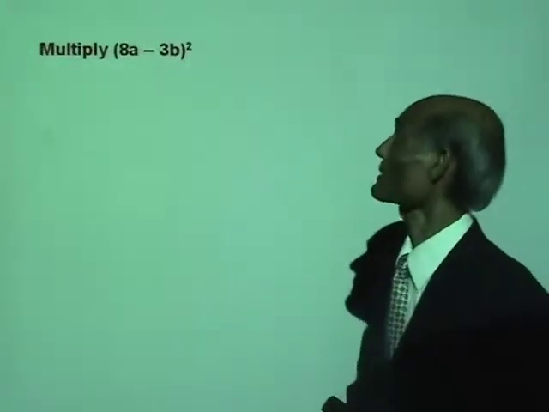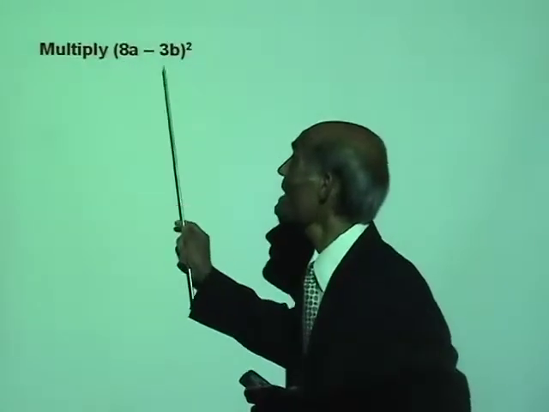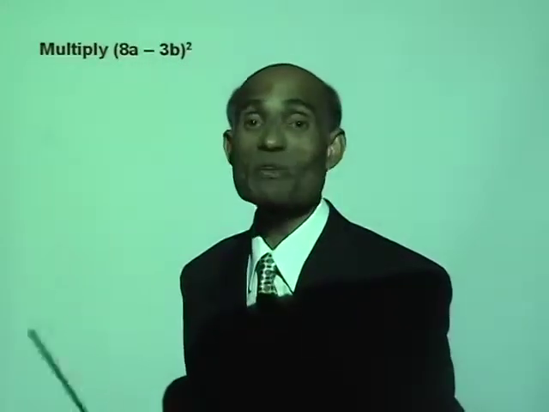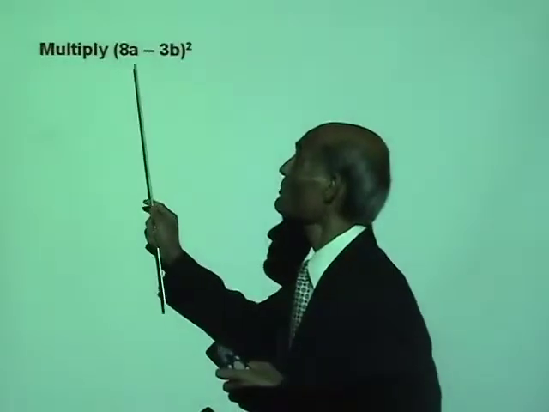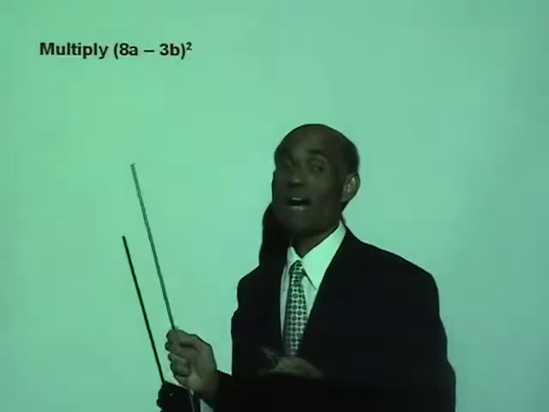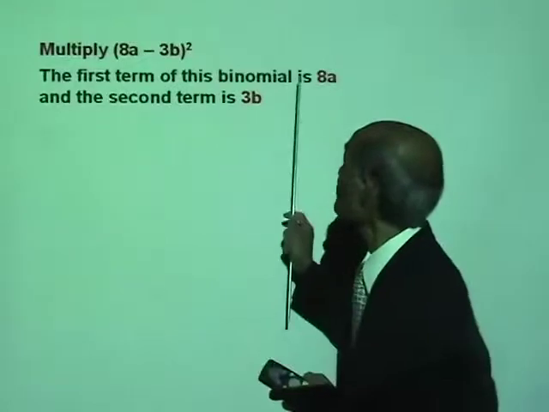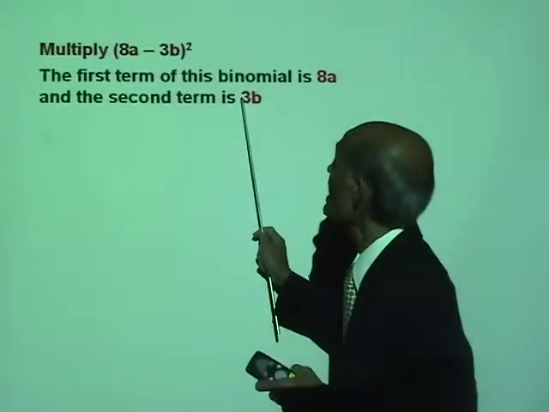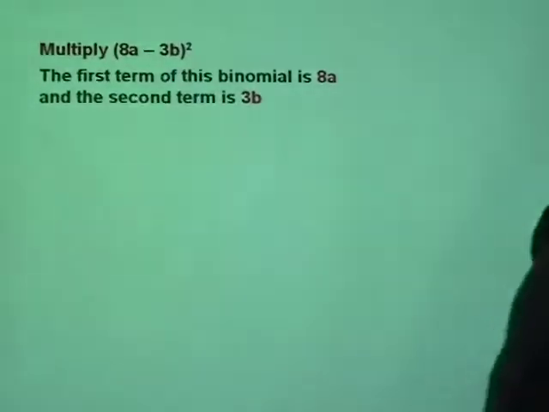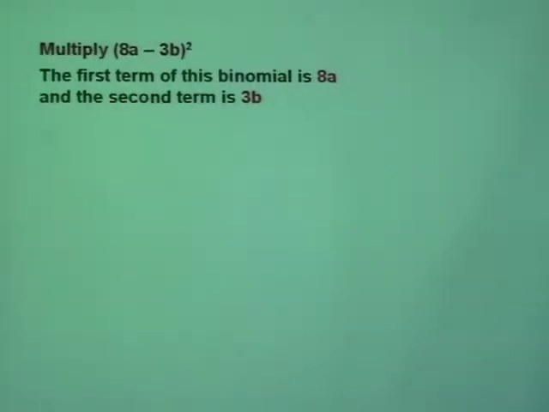Okay, another one. 8a minus 3b all to the power of 2. Well, this is a binomial. What are the two terms? It's important to identify the two terms. The first term is 8a and the second term is negative 3b. Yes, this is negative. So the first term is 8a and the second term is negative 3b. Now, I wrote here 3b, but that is negative 3b.